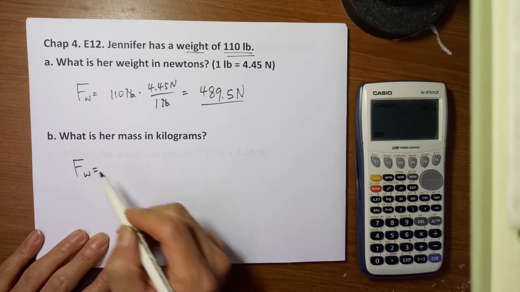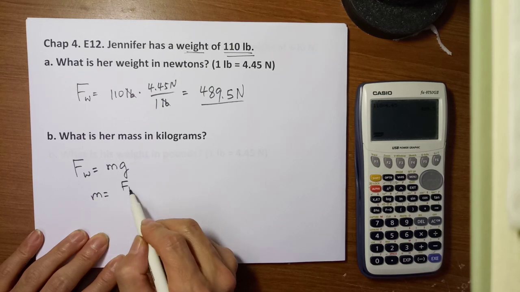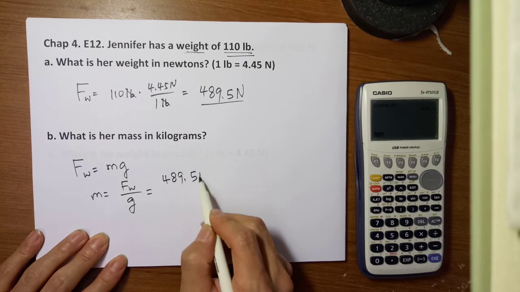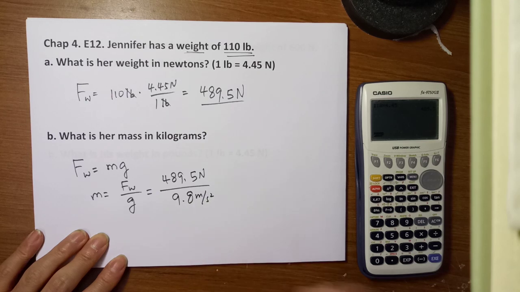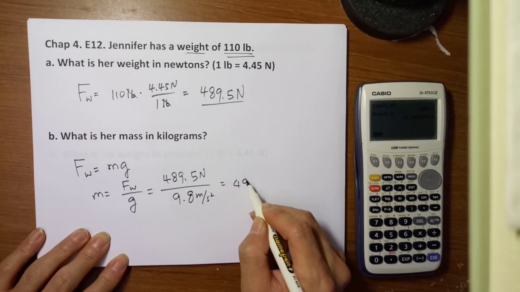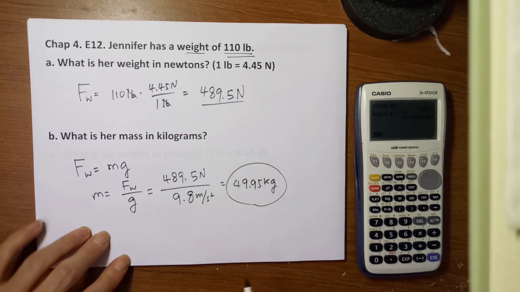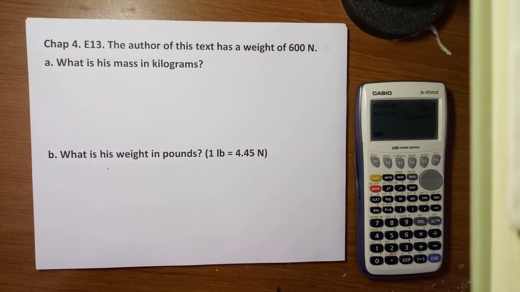Okay, and what is the whole mass in kilogram? F weight equal mg. M equal F weight divided by g. F weight is 489.5 Newton divided by 9.8 meter per second square, equal 49.95 kilogram, is your mass, Jennifer's mass.